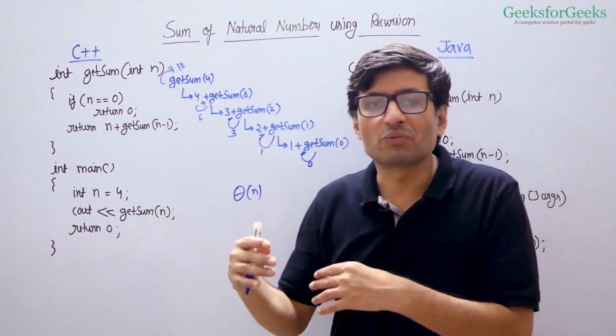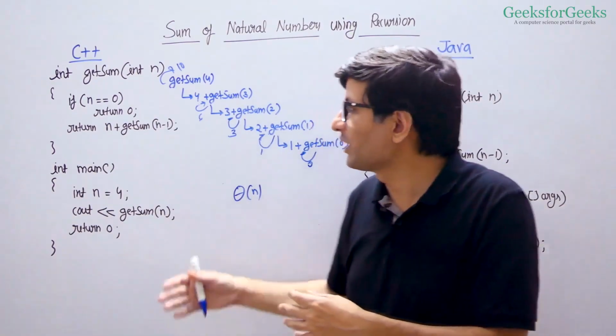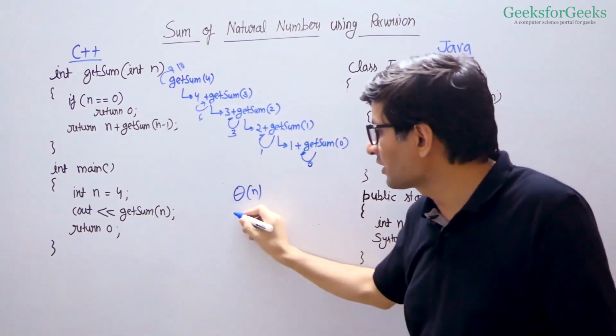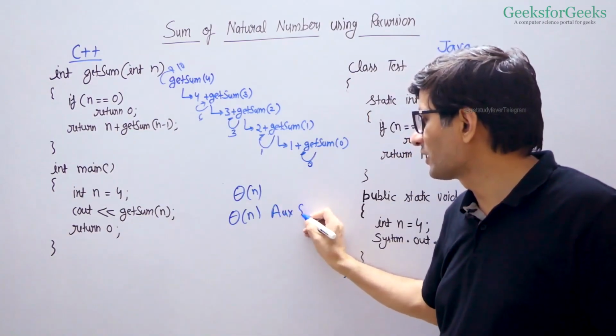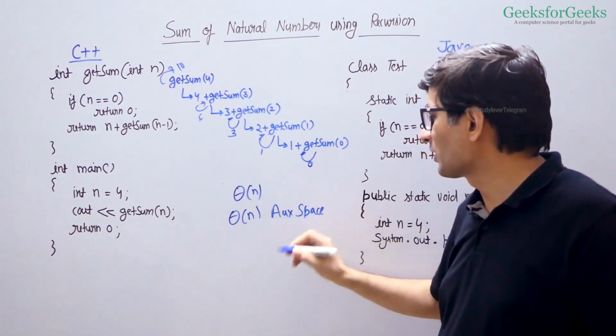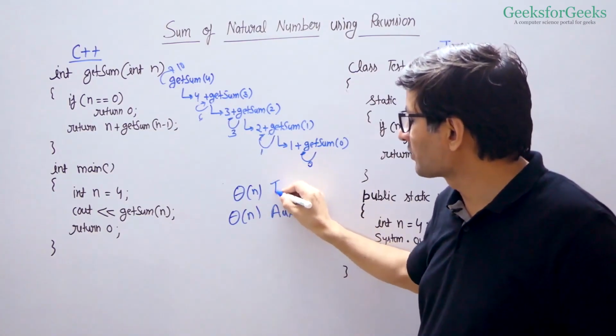So we talk about the worst case. How many function calls are there at most at a moment? So we have n plus 1. So we can say theta n auxiliary space. So this function requires theta n auxiliary space for n plus 1 function calls in the function call stack, and this much time.